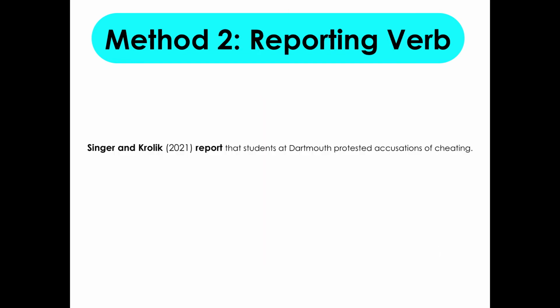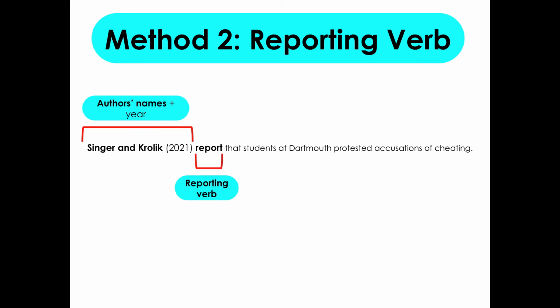The second way to write an in-text citation is to use a reporting verb. In this method, the author's last name becomes the subject of the sentence. After the author's name, put the year in parentheses, and then continue the sentence with a reporting verb. We'll talk more about reporting verbs in the next slide. After the reporting verb, you can continue the sentence with the information from your source. It may be a phrase, or it could also be a sentence that begins with the word that. We call this a that clause.